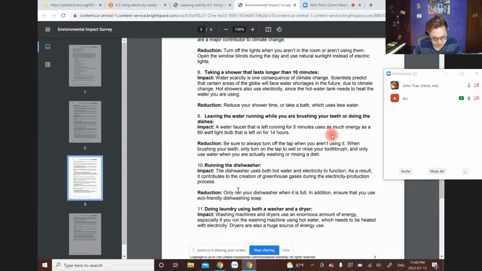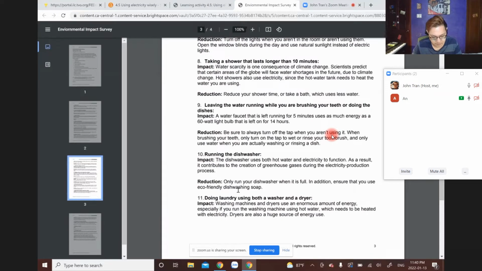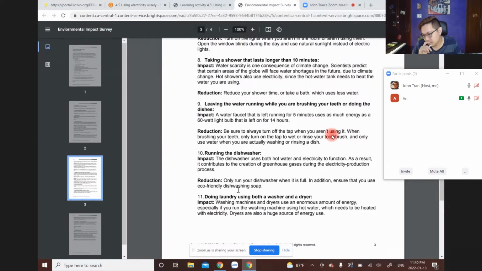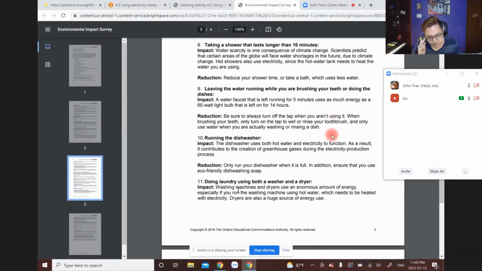Doing laundry, you're using both a washer and a dryer. Washing machines and dryers use an enormous amount of energy, especially if you run the washing machine using hot water, which needs to be heated with electricity. Dryers are also a huge source of energy use.